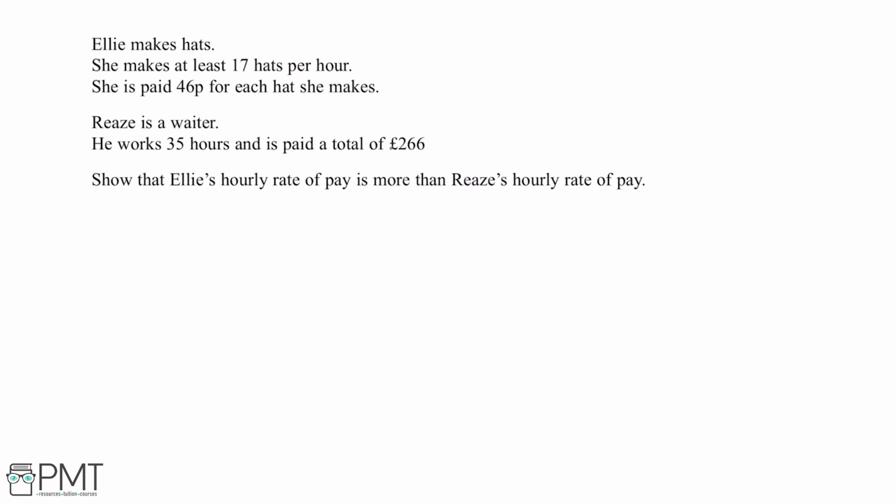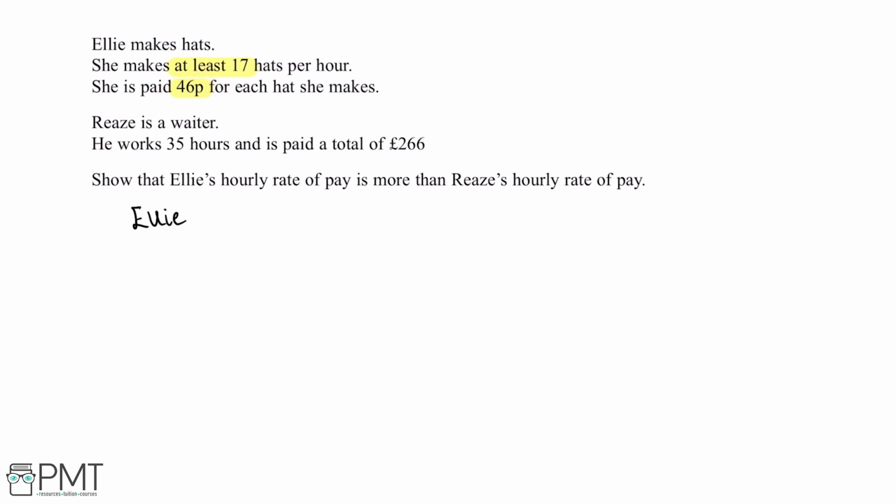So we want to work out what Ellie's minimum hourly rate will be, and then prove that it's more than Ray's hourly rate. If we start off with Ellie, we've been told that Ellie will make at least 17 hats per hour, and she's paid 46p for each hat she makes. So this means that Ellie will not make any less than 17 hats, meaning she won't earn any less than 46p multiplied by 17.